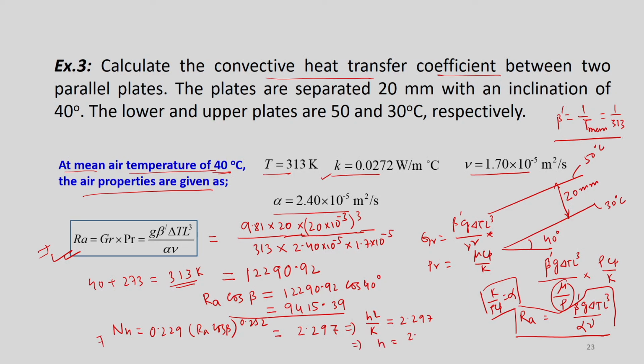Which is nothing but 2.297 multiplied by k. What is the value of k? It is 0.0272, and then we will have L. What is the value of L here? It is 20 into 10 to the power of minus 3. So, this is something like 3.124 watt per meter square Kelvin as per my calculation. So, this heat transfer coefficient is found to be 3.124 watt per meter square Kelvin.